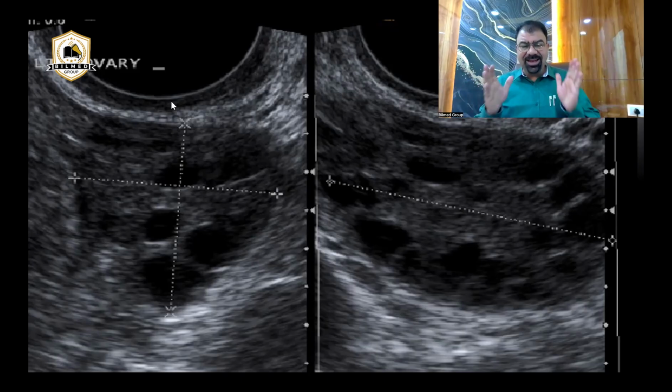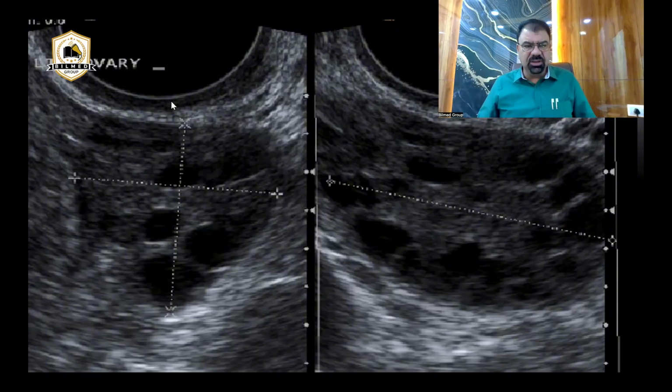Now, can I take on ultrasound length? Can I take length of anything, of any ovary? It can be any structure. Can I take length in a transverse section? The answer is no. Can I take width in a longitudinal section? The answer is no. So first, what I have to understand is that in what section I can take the length or width and depth.